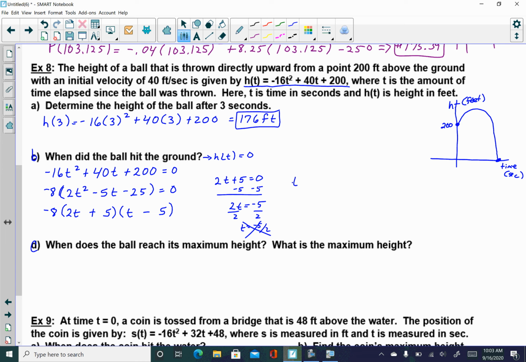Come over here to the t minus 5 though and set that equal to 0. We just add 5 to both sides. And so t equals 5. So this point right here represents 5 seconds. So at 5 seconds, that ball has hit the ground.